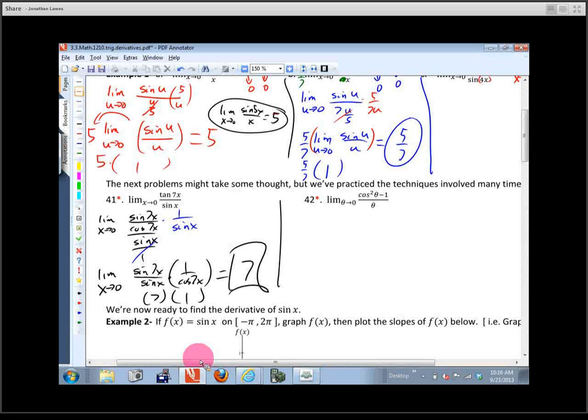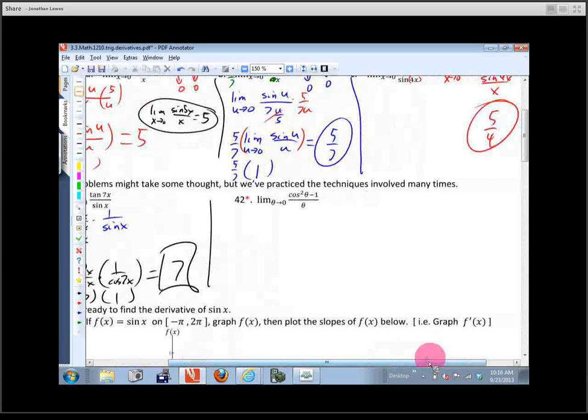Okay, let's take a look at the next one because I find this one really interesting. There are several different things that we can do with this. This has a cosine squared on the top and a theta on the bottom.